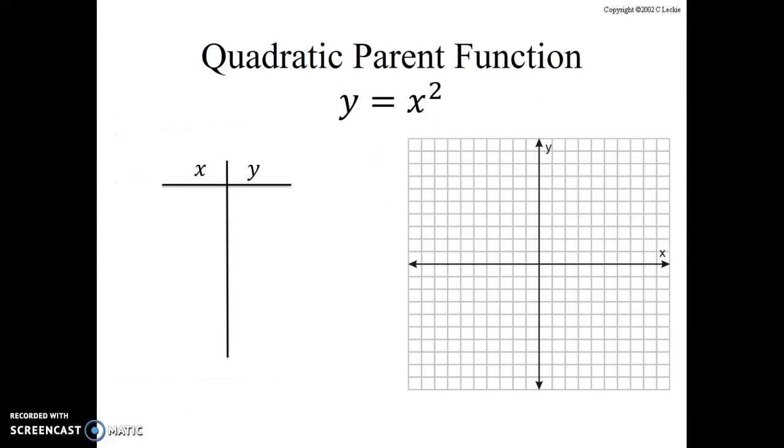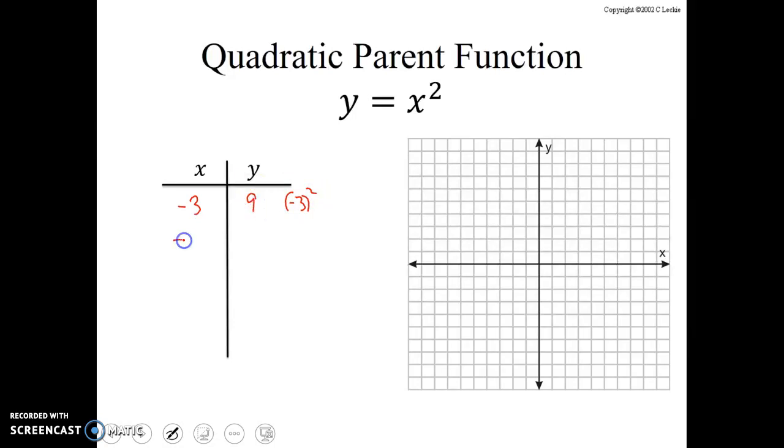So let's first look at the quadratic parent function. If we build this quadratic parent function, what we're going to do is just think about if you were just to plug in values. So let's look at a few values. If I plug in a -3 for x, when you square a -3, you get +9. So the y value would be +9.